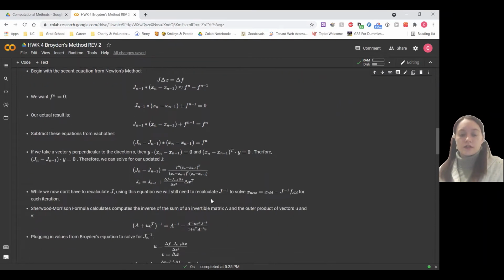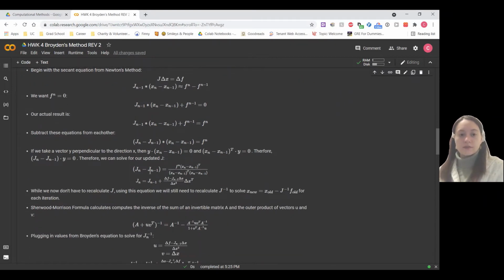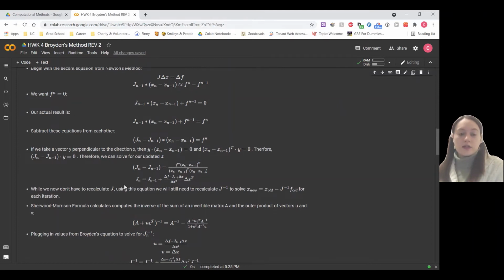So if we rearrange this to put the old Jacobian on the other side and also rewrite our f of n in terms of delta f, we'll then get this Broyden update equation, which says that the new Jacobian is equal to the old Jacobian plus this fraction here. So this is better than what we had in the Newton's method because we now don't need to update the Jacobian each time we take an iteration.